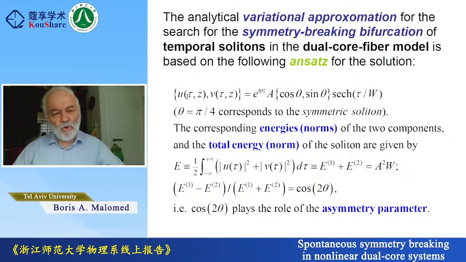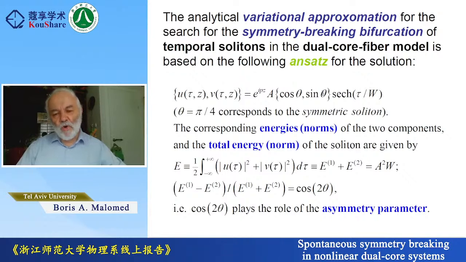So we take two components, u and v. We want to look for the stationary solutions. Therefore, we assume that the dependence on z is factorized in terms of this obvious phase factor. This p is what is called the propagation constant or wave number. Then a is the common amplitude of this soliton, and then we introduce this parameter theta. Parameter theta determines the possible asymmetry.